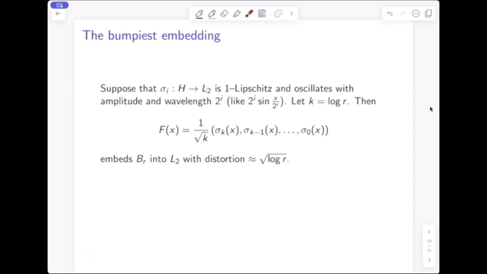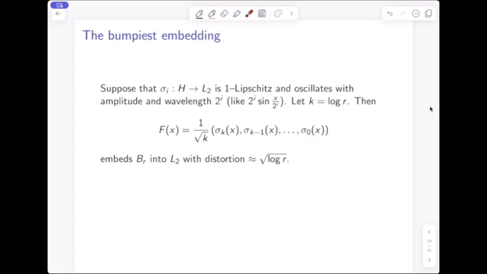The only difference is that it's defined on the Heisenberg group rather than on the real line, but that's not too much of a problem. And then you can define an embedding of the Heisenberg group by defining f of x is 1 over root k times sigma k x, sigma k minus 1 x, all the way down to sigma naught x. So you've got k coordinates. Each of those coordinates is 1 Lipschitz. So by the Pythagorean theorem, this whole thing is root k Lipschitz. We rescale by a factor of 1 over root k to make it 1 Lipschitz.